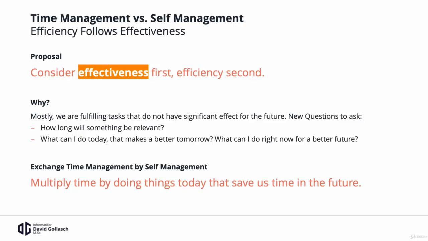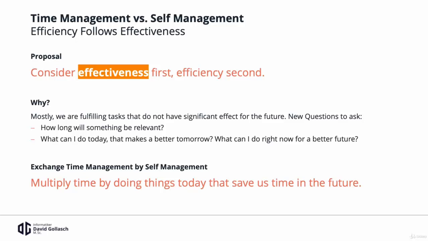When you think about how relevant something is, then you think about whether the task is really important, or whether it is actually not important, so not really worth doing. And the second one, what can I do today that makes a better tomorrow, refers to what you can actually do that helps you save time or be a better person, or make something better for the future. So you are always referencing the task that you're doing today into the future.